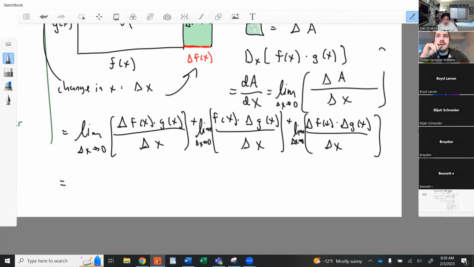What we're going to do next here is a subtle point, but one that I think is very important. And that is that this limit is about delta x, right?